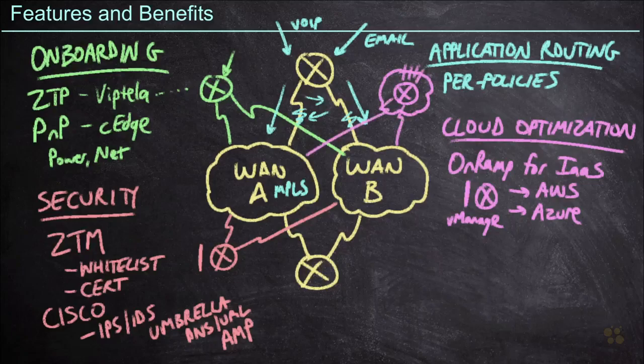Maybe it's internet-based, maybe it's MPLS-based. Our cloud services can support a variety of different WAN circuits, and this is one way that we can take advantage of SD-WAN in the cloud space. Now the other option besides on-ramp for IaaS would sound similar, but it's on-ramp for software as a service. That would be SaaS or SaaS.